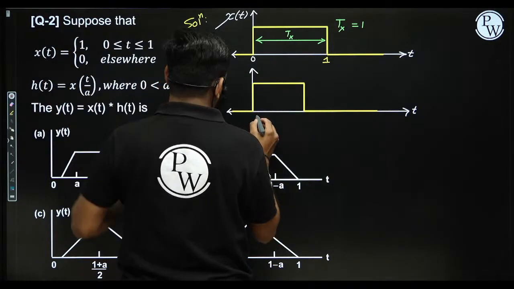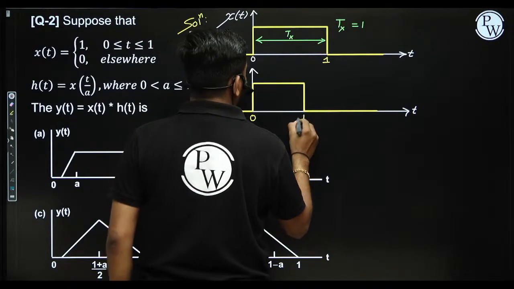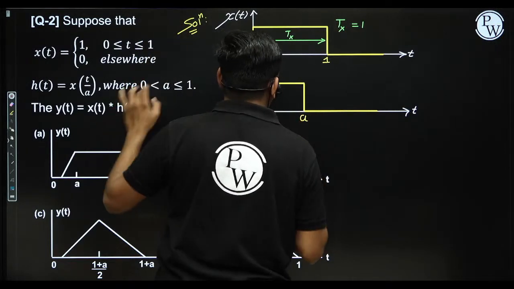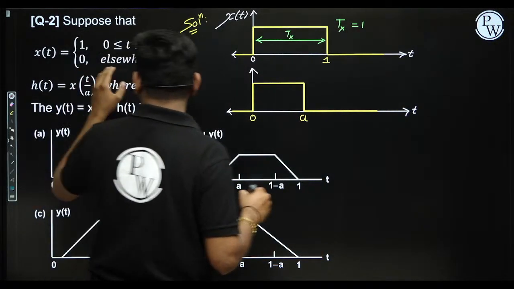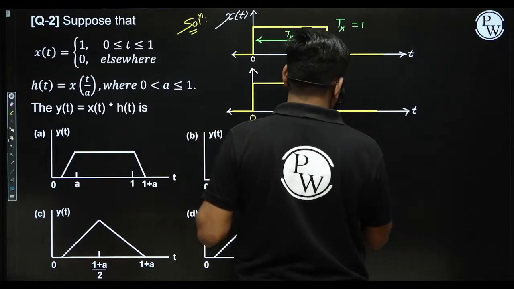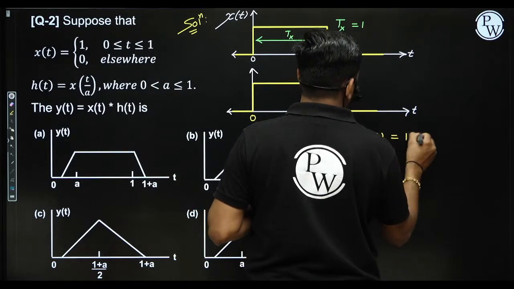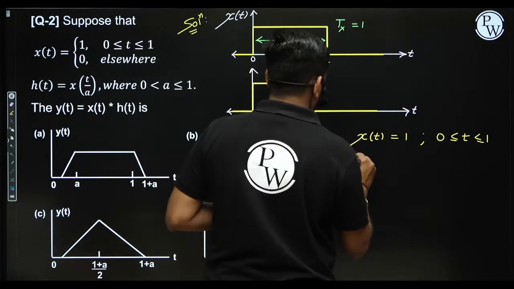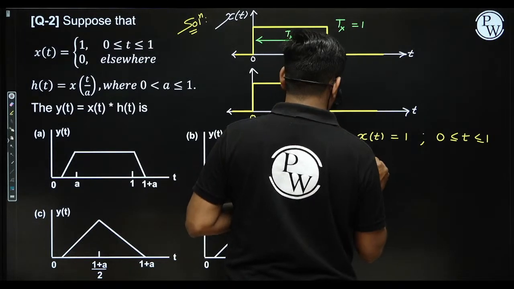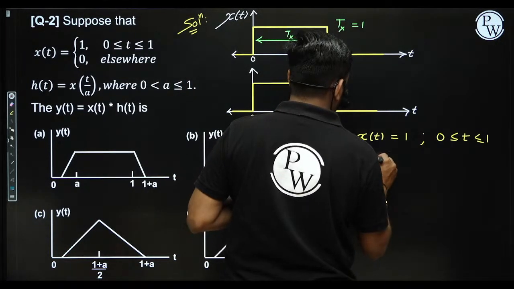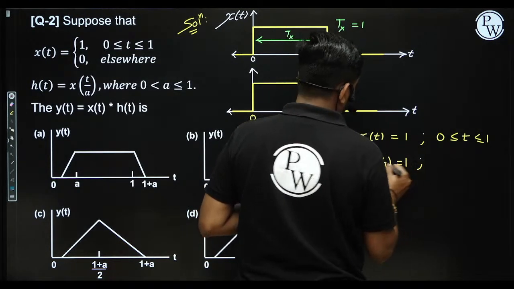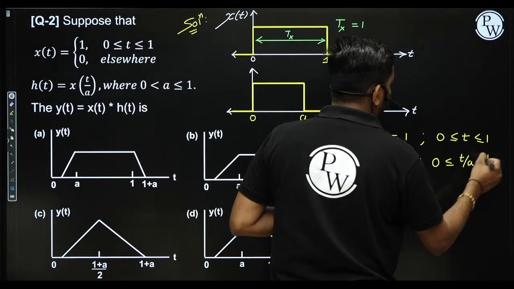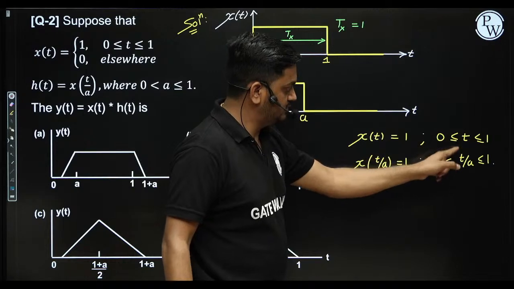Compression by the factor a, guys. This is 0, and it should be 1 upon a compression, or we can say a. Mathematically I am writing, x of t is 1 between 0 and 1. Now x of t by a will be 1. Now t becomes t by a, so everywhere t becomes t by a, guys.